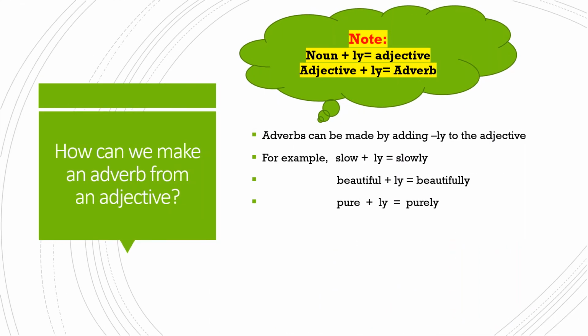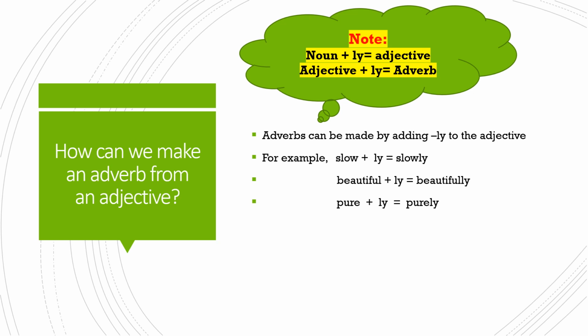Do you remember that when we were discussing adjectives, we discussed how we can make adjectives from certain nouns by just adding ly to them? Similarly, we can also make adverbs from adjectives by adding ly to them. Did you notice the difference? If you add ly to a noun, then it becomes an adjective. But if you add the ly suffix to an adjective, then it becomes an adverb.